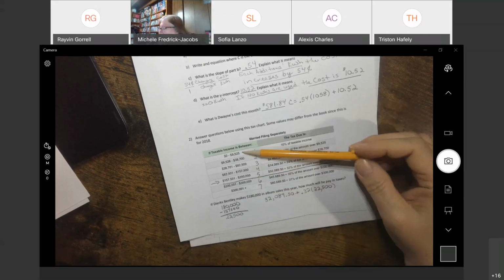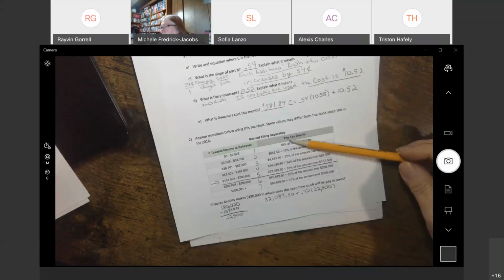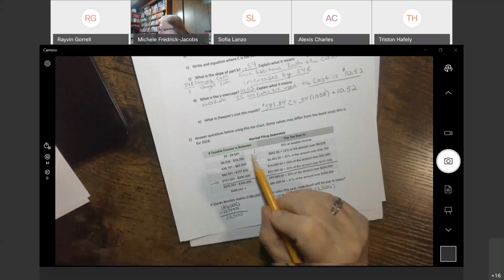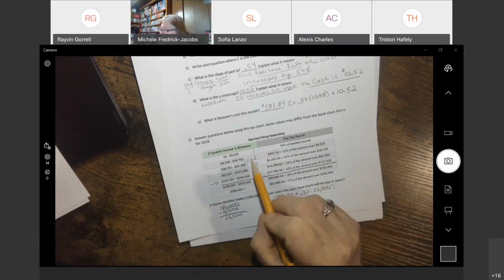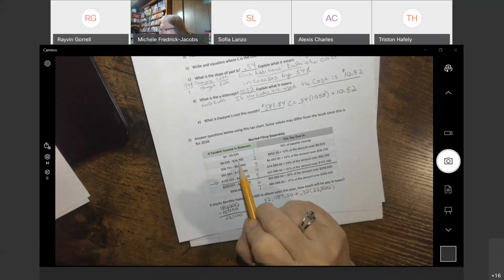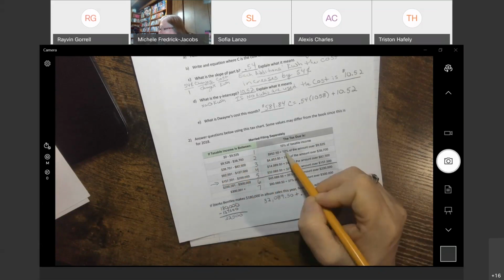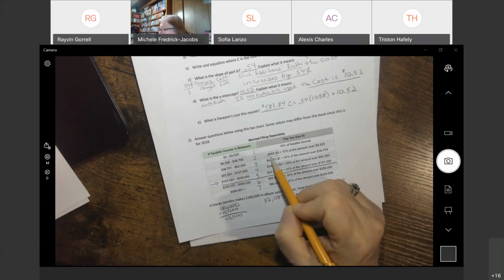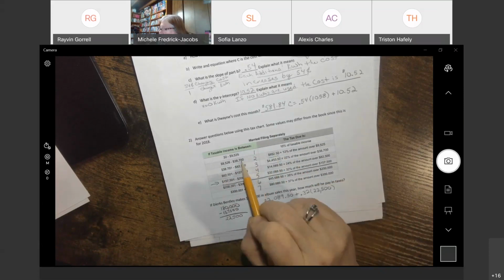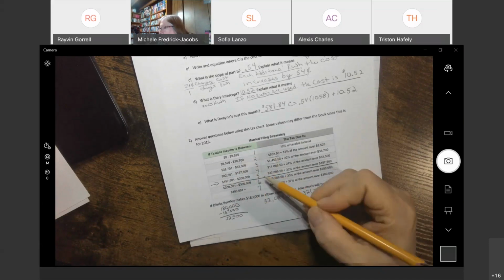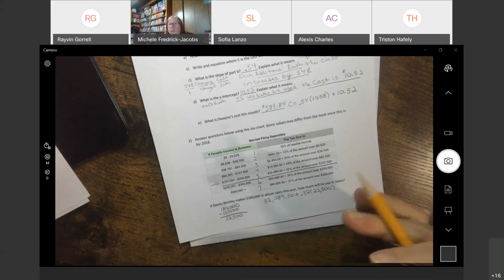So your first 9,525 that you make, you pay 10% of. And if you take 10% of that, that's what this is. Then the amount that goes into this bracket up to 38,700, you pay 12% of. And that's what this is. It's this plus 12% of this. And then each time you're paying the higher percent, but you don't pay 32% of the whole thing.